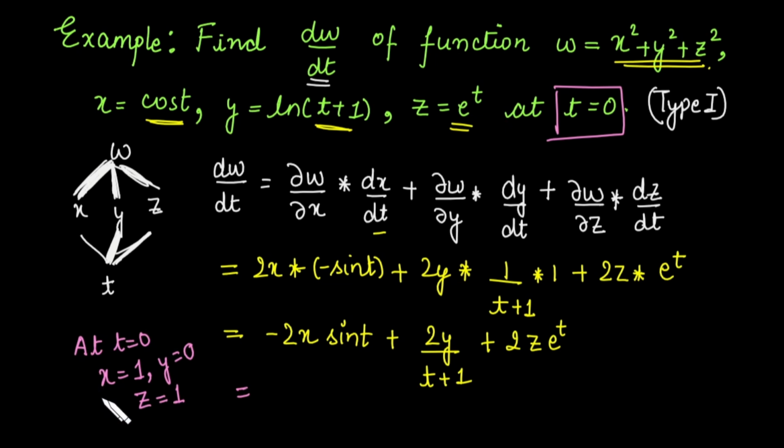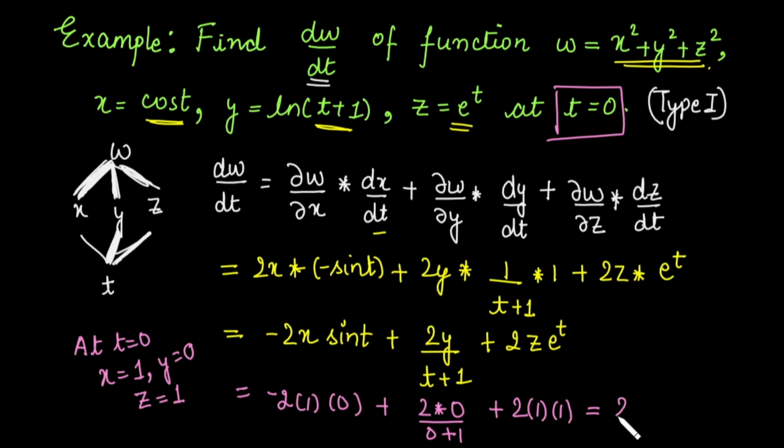Now substitute all these four values in this case. We have minus 2 times of 1 into sin 0, 0, plus twice of y as 0, divided by 0 plus 1, plus 2 times of 1 into e raised to power t is 1. This is equal to 2.